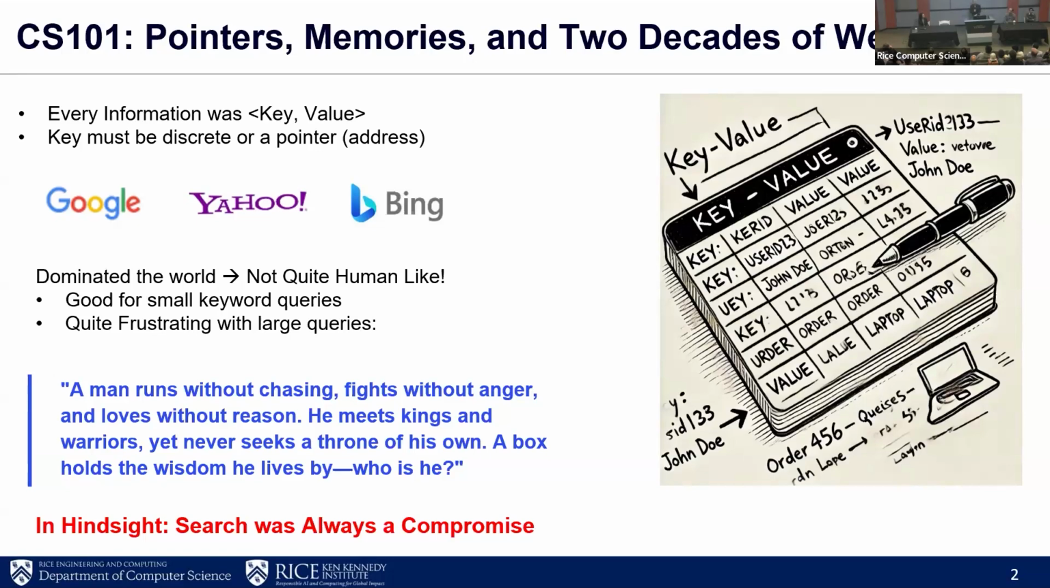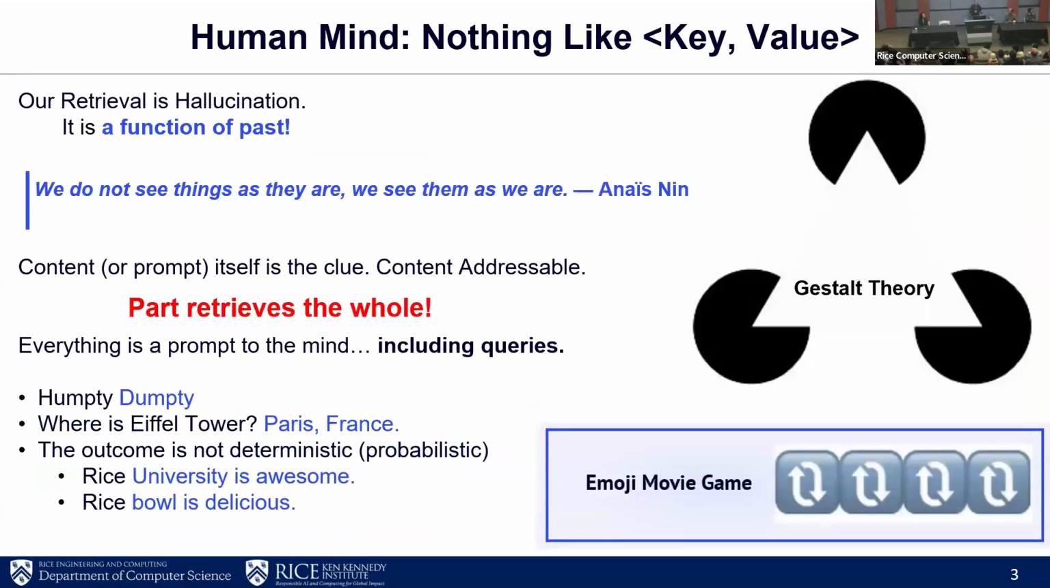Now, we all live in the world of ChatGPT now, so we know that in hindsight, search was always a compromise. If I have to search something, I will look for a few keywords. Like if I want to know all the professors working on LLM at Rice, I will say Rice LLM professor, something like that, and search. Not like this. So what was the option? It dominated the computer science world and the field for about 2 decades because we couldn't find anything interesting. Now, on the other hand, what other options do we have for memories?